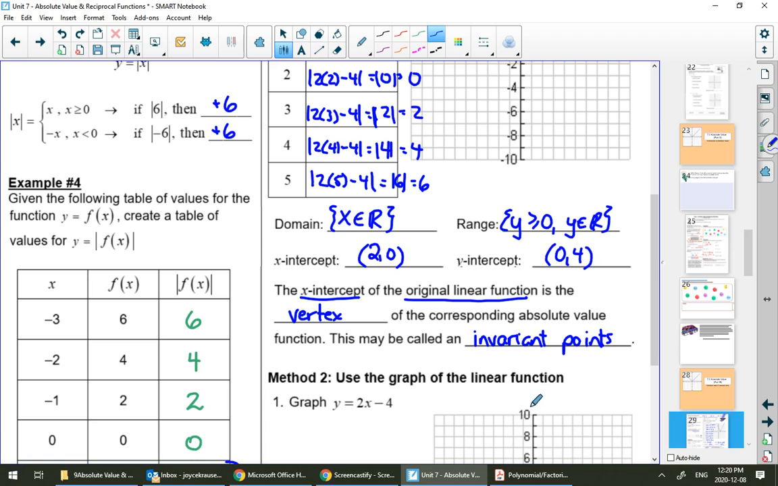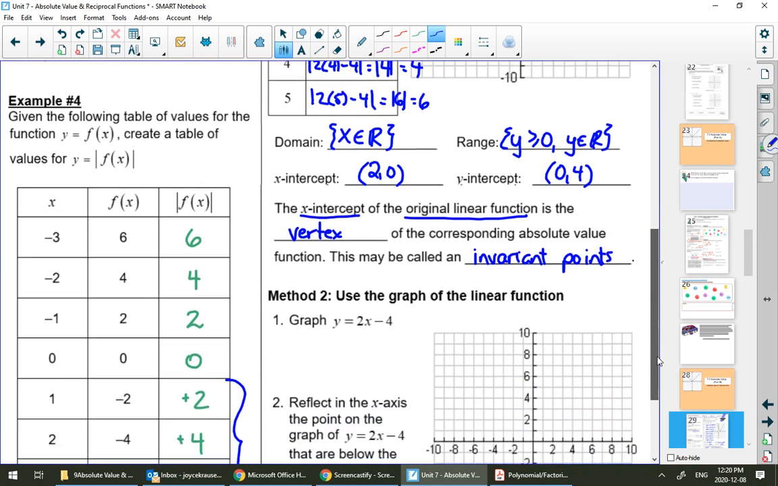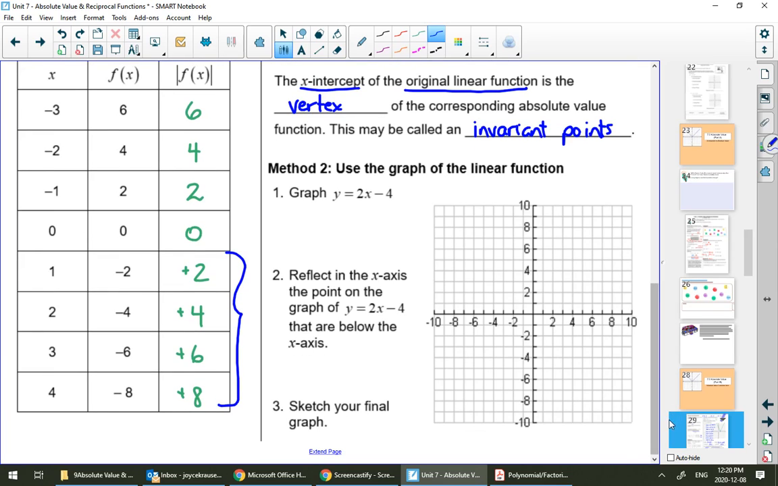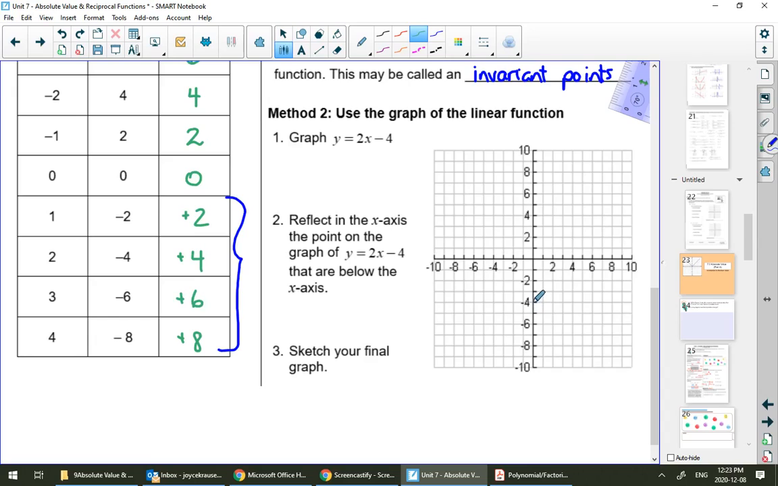All right, so there's another method that we can look at when it comes to graphing, and that's using that concept of positive values staying positive and negative y values becoming positive. So we're going to start off by graphing the original equation y equals 2x minus 4. So we're going to plot our point at negative 4, and then our slope is up 2, right 1, and so on.